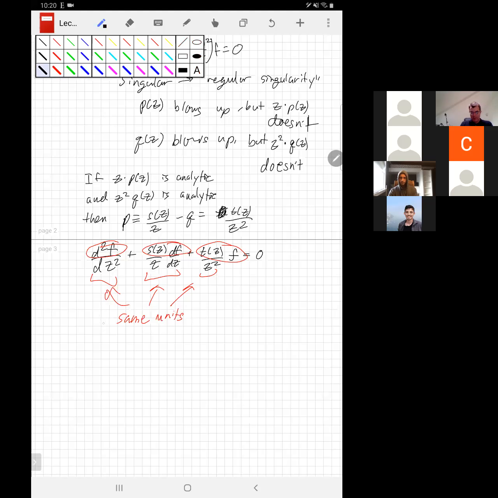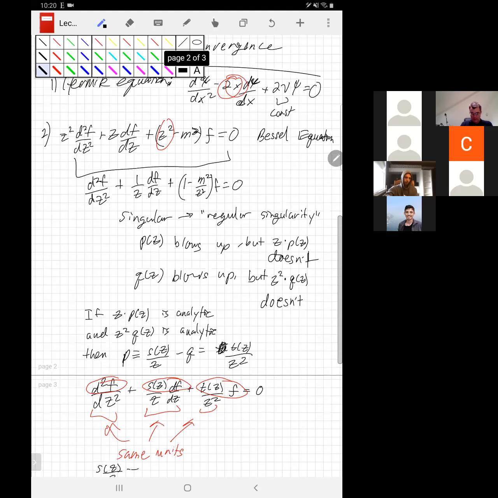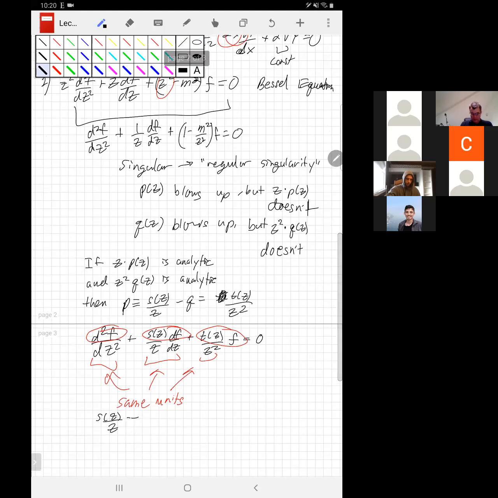So what would S be in this case? S of z over z would be 1 over z. So S of z is just 1. That's pretty easy.